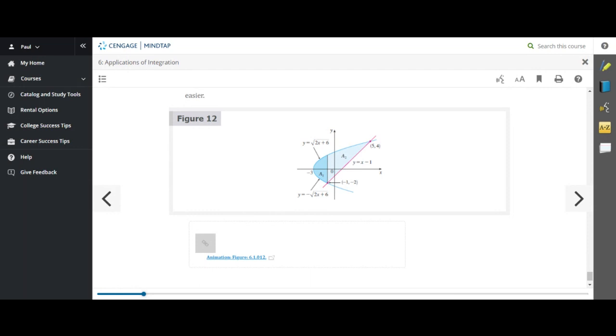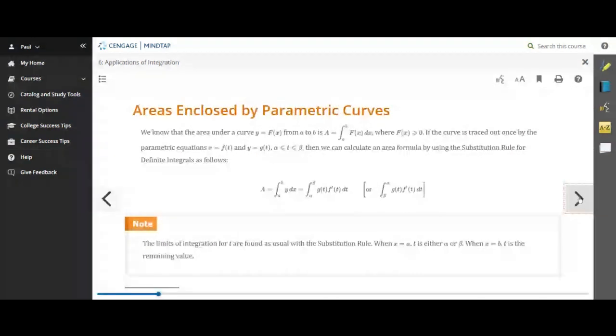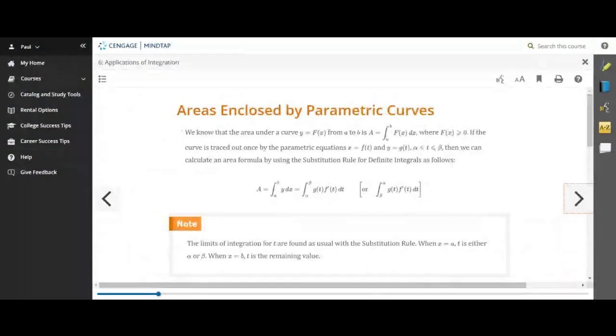All right, let's go a little more here then, if there are no questions. Let's go a little bit further. The book has excellent examples. It truly does. Another thing occasionally you want to do is find an area that's enclosed by parametric curves.